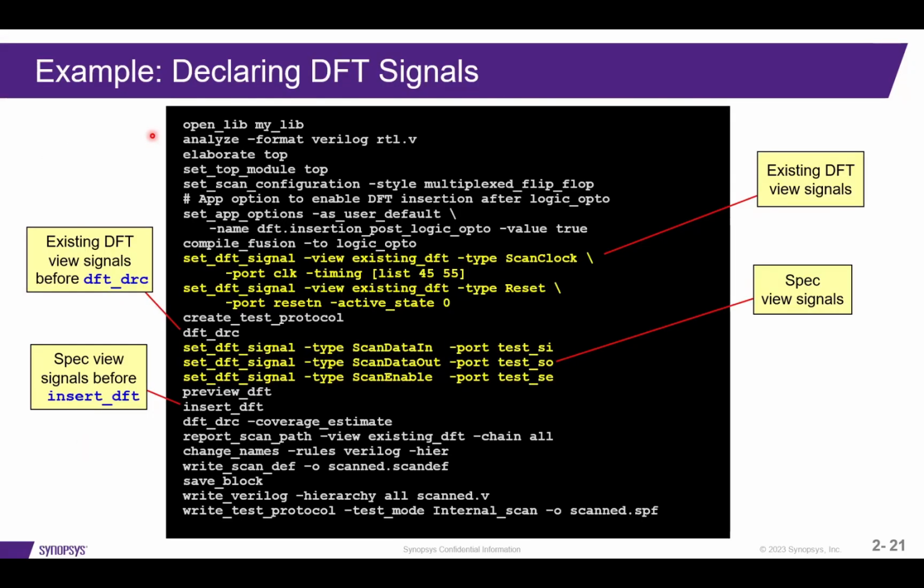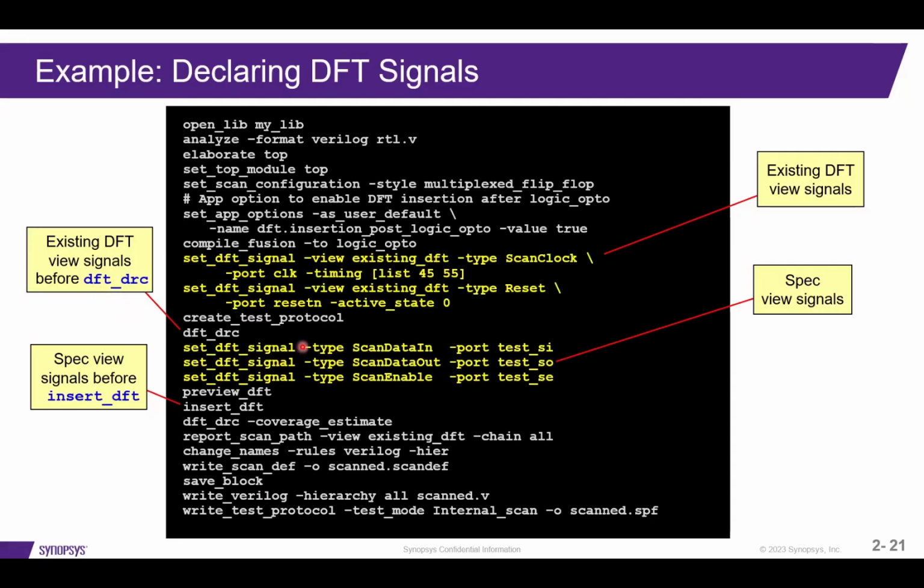Putting all these commands together, let's take a look at this example script. We start out by opening a library, analyzing my RTL and elaborating the design, specifying the scan style, and then mapping the design to gates using the Fusion Compiler compile_fusion logic opto option. First, I define my existing DFT view signals such as clocks and resets. With that, I can run create test protocol and the DFT DRC command to check whether my registers are scannable or not. Notice that you must define existing DFT signals prior to running the DFT DRC command.